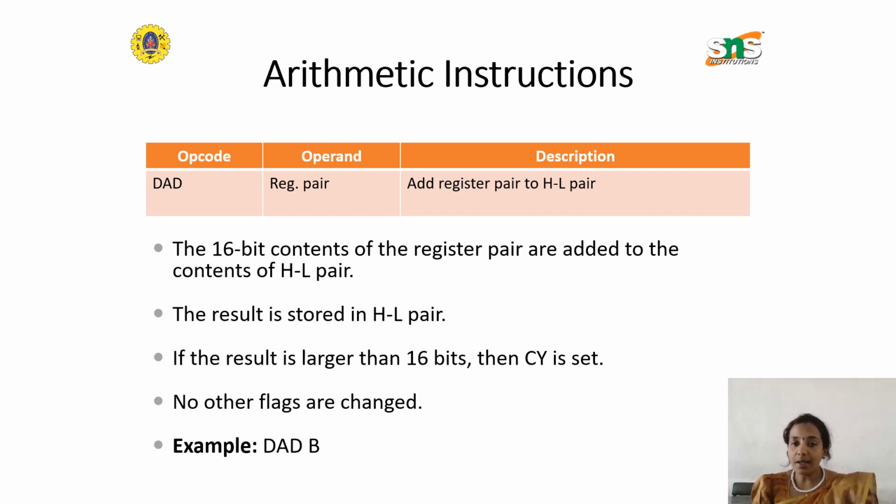So this is like adding the register pair to HL register pair. The 16-bit contents of the register pair are added to the contents of the HL register pair. The result is stored in the HL register pair itself. If the result is larger than 16-bit, then CY is set. No other flags are changed. So the instruction would be DAD B.